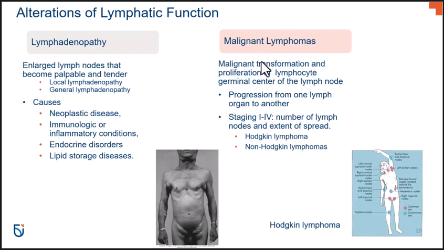Malignant lymphomas are much more concerning. They include Hodgkin's lymphoma and non-Hodgkin's lymphoma, and it involves the malignant transformation or change of lymphocytes. It involves the proliferation of lymphocytes, and this occurs within the lymph nodes. And it leads to crowding. It can progress from one lymph organ to another lymph organ. The condition is staged from 1 to 4 depending on the number of lymph nodes that are involved and the extent of the spread. And don't forget, earlier we did speak a little bit about some of the differences between the two.